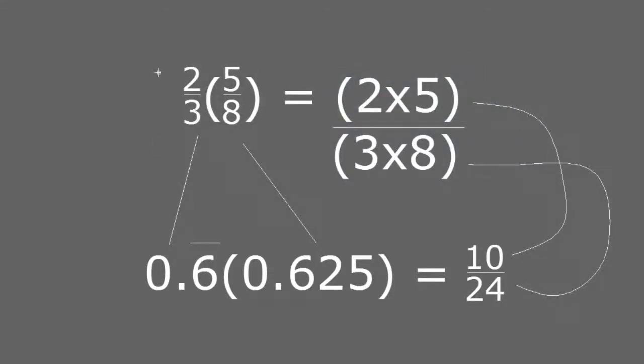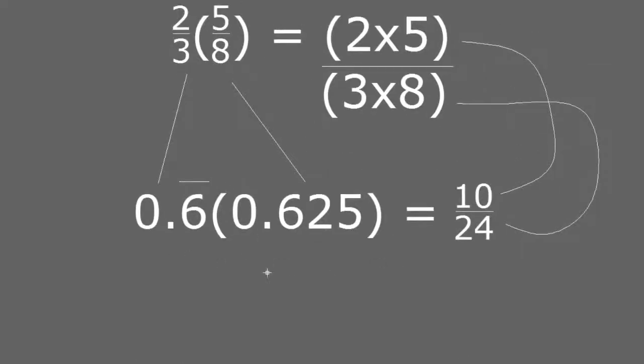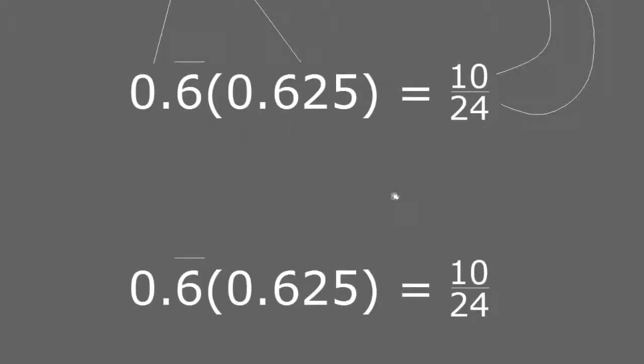Let's just do it here. 2 over 3 expressed as a decimal number is 0.6 with the line over the 6, meaning that that is a recurring decimal, so that is 0.666, an infinite amount of 6's. 5 over 8 is just 0.625. And again, from the previous example, we see that 2 times 5 is 10, 3 times 8 is 24, so we have 10 over 24. So this side has to be equal to this side. Let's verify that.